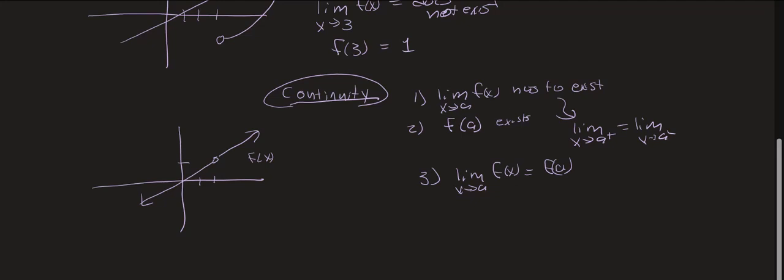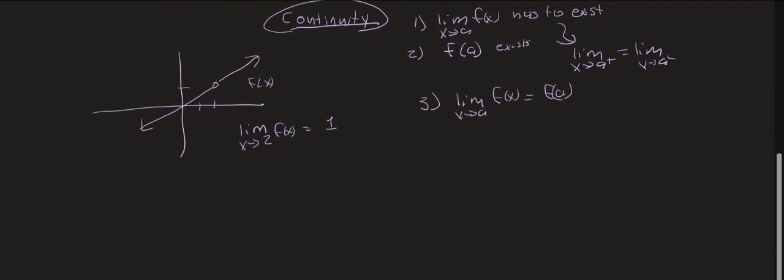Okay, so in this example right here, what is the limit as x approaches 2 of f of x? And the answer is 1. It doesn't matter that the function doesn't exist there. What if I added a point right there? That does not change this at all. That's still there.